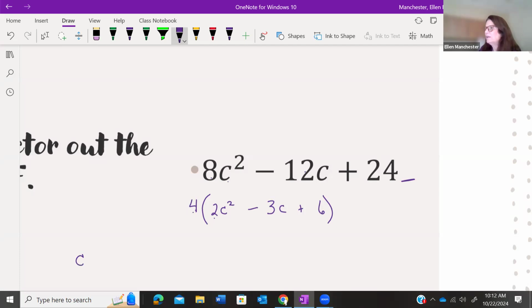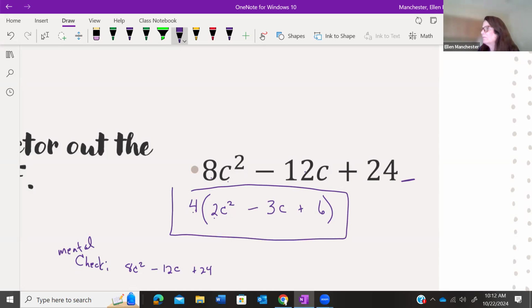And then to check it, and again, checking can be mental, right? 4 times 2c squared is 8c squared. 4 times negative 3c is negative 12c. And 4 times 6 is 24. So this can be a mental check. You don't have to actually write it out. All you're doing is you're double checking that your division works. So that would be the correct answer.